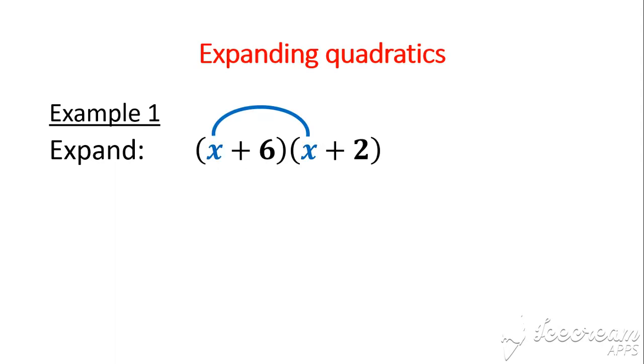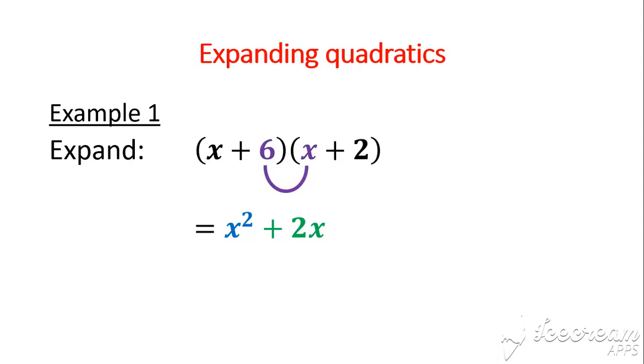Right, so the first thing we're going to do is create what I call rainbows, and every rainbow is a multiply. So we're going to go x times x, x multiplied by x. That is x to the power of 2, or x squared. The second rainbow is x multiplied by 2, but it's a plus 2, so we're going to write down plus 2x. X times 2 is 2x, and it's a positive, so we write down plus 2x.